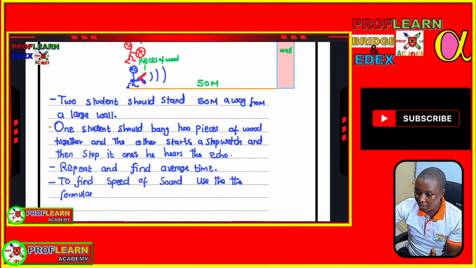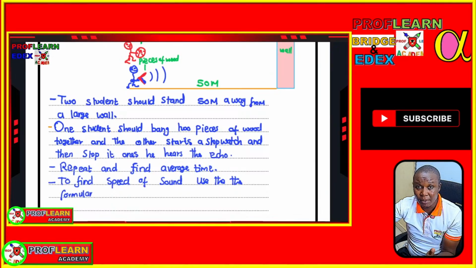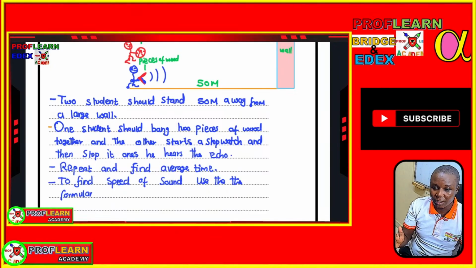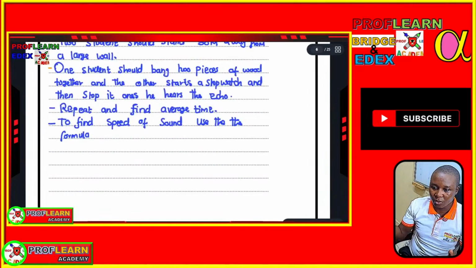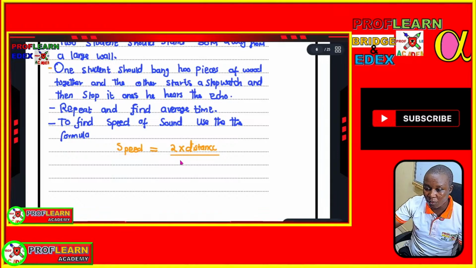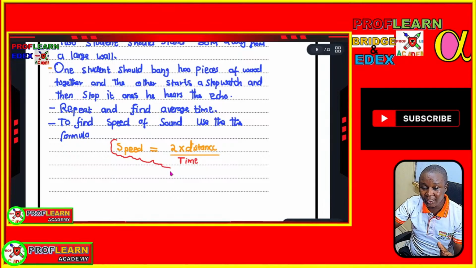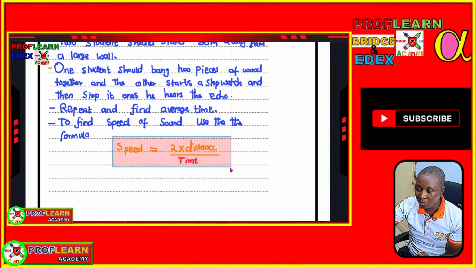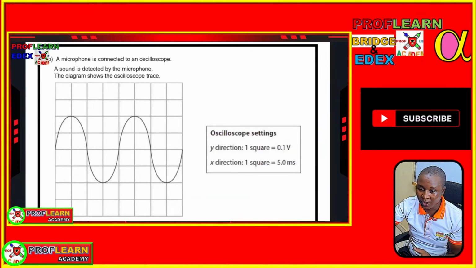Once we have identified that, we also need to realize there is another method you can use: the oscilloscope method. You can as well use 2 people standing 100 meters apart. If you have one student on one side and another on the other side, one person bangs the pieces of wood together and the other stops the stopwatch immediately they hear the sound. So there are different approaches, and it will depend on how the question has been structured.